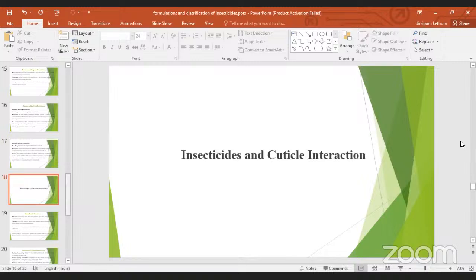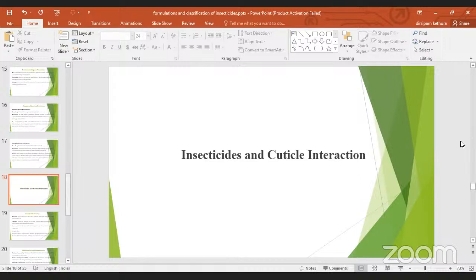Come to the next part, insecticides and cuticle interaction. You know what, till now, what all we have studied are formulations and classification of insecticides. There are three formulations: liquid, solid, and gaseous. And we have studied the classifications where we have studied carbamates, pyrethroids, organophosphates, organochlorines, and biological insecticides. All these we have studied based on the chemical.